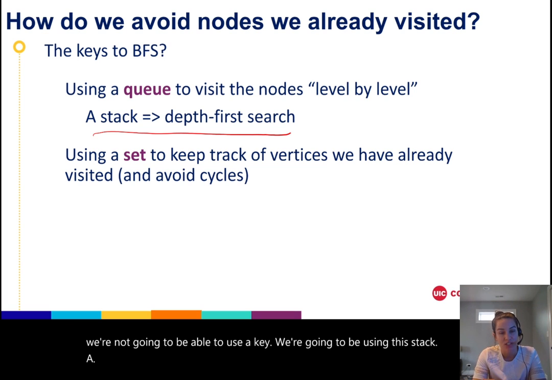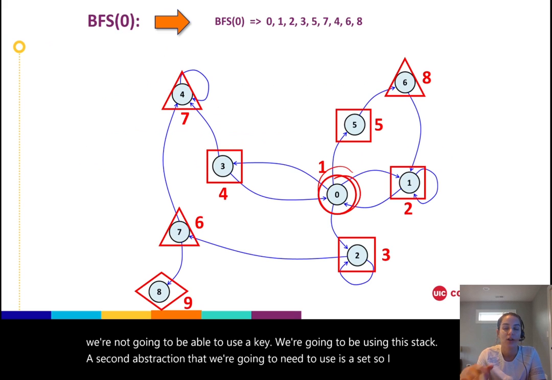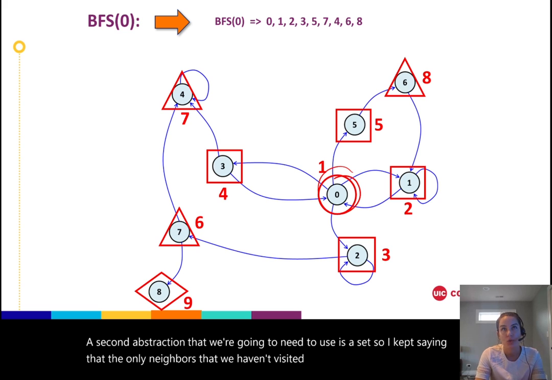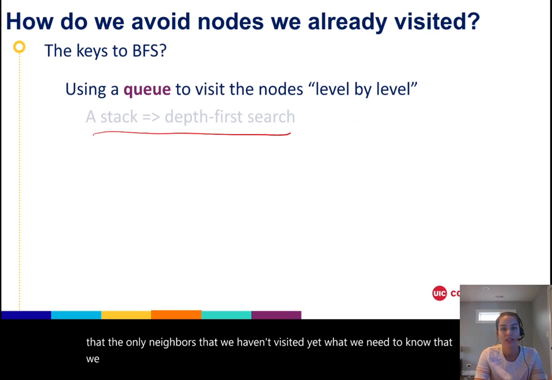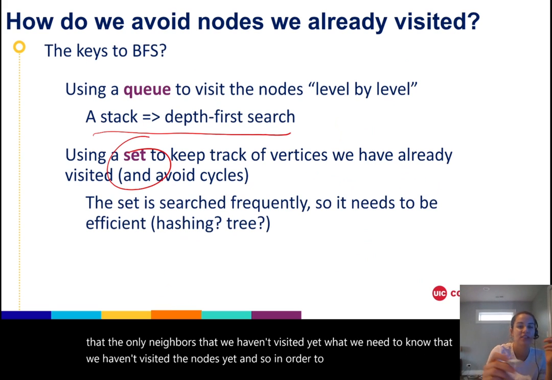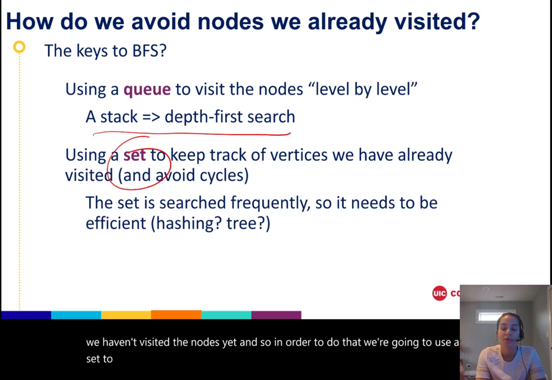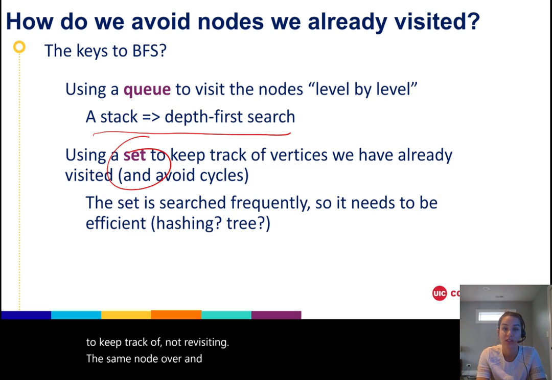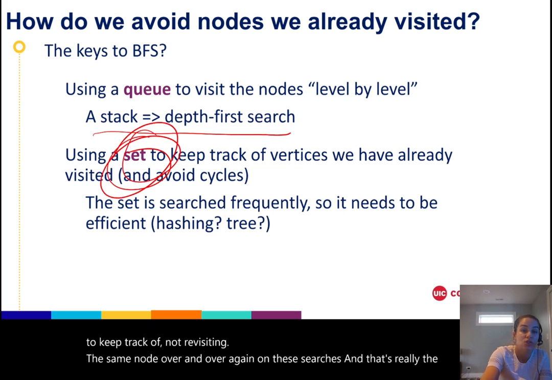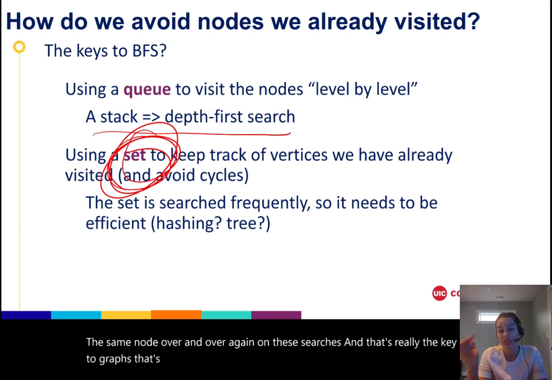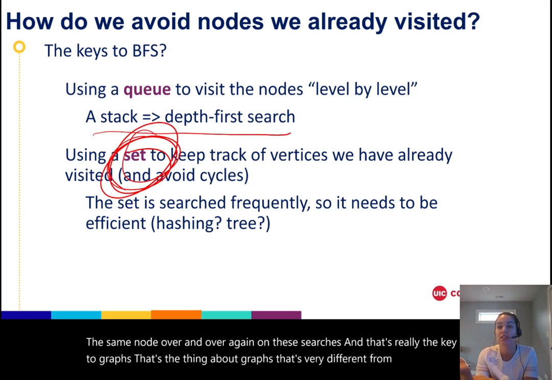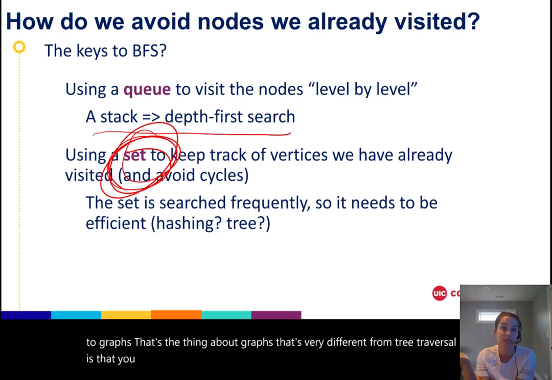A second abstraction that we're going to need to use is a set. I kept saying that the only neighbors we visit are the ones we haven't visited yet, so we need to know which nodes we've visited. In order to do that, we're going to use a set to keep track of not revisiting the same node over and over again on these searches. And that's really the key to graphs. That's very different from tree traversal: you have to make sure that you don't keep revisiting nodes because there are cycles all over the place.